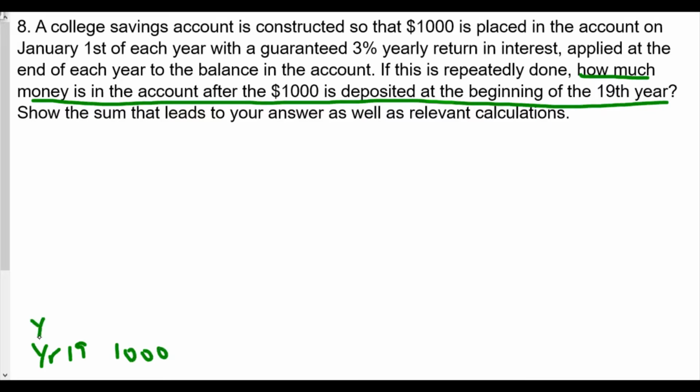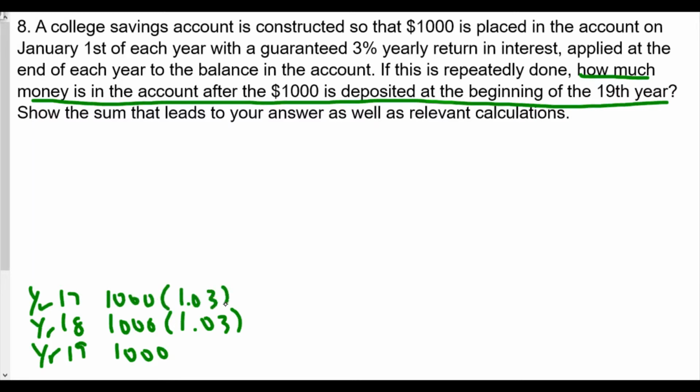At the beginning of year 18, we have $1,000, but also it has gotten the 3% at the end of year 18. So at the end of year 18, we have 1,000 times 1.03. In year 17, you put $1,000 in there, and you got the 3%, so 1.03, and that was at the end of year 17. At the end of year 18, you got another 3% added, so multiply by 1.03.